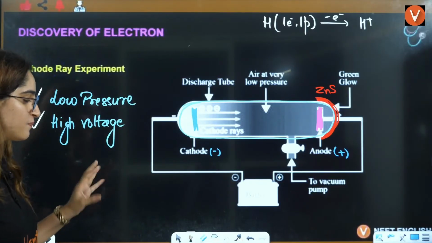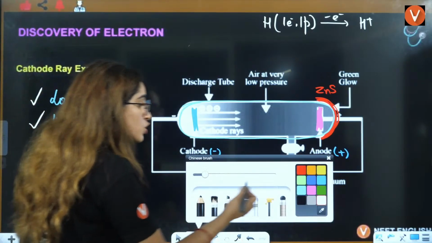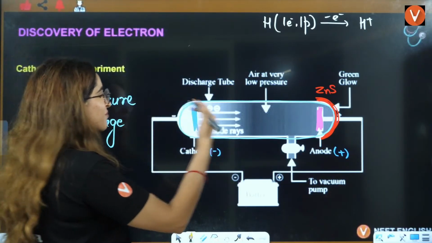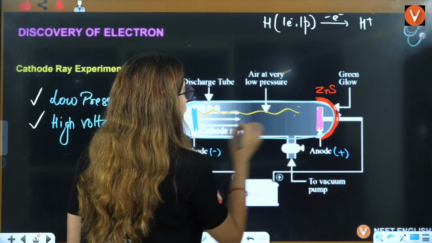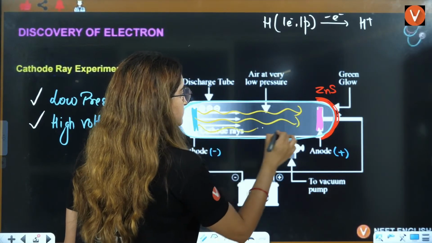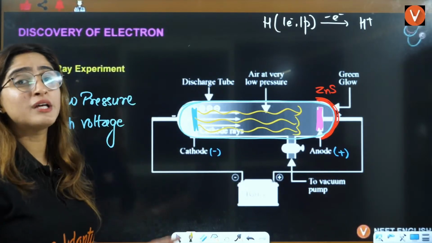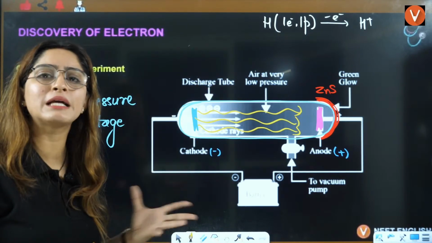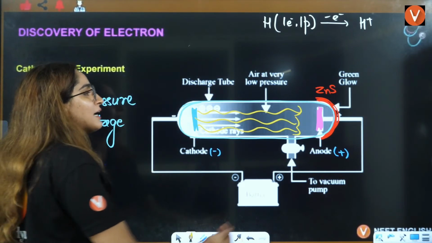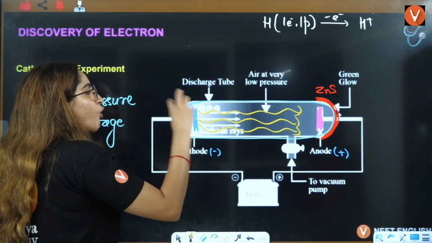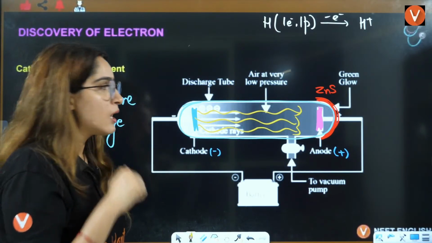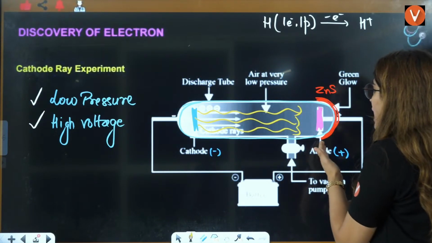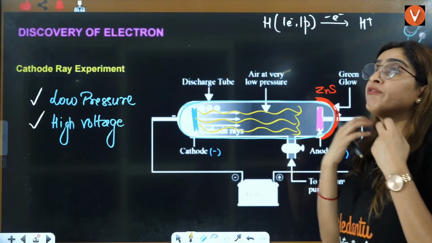So let's see that. What is going to happen? What he observed here was that some rays were coming out of this cathode. He didn't know the reason behind that yet. He said that some rays are coming from the cathode. Now we know that anode is positive, cathode is negative, right? But ma'am, over here you have the anode. How will it strike the ZnS screen? How will we see the glow?